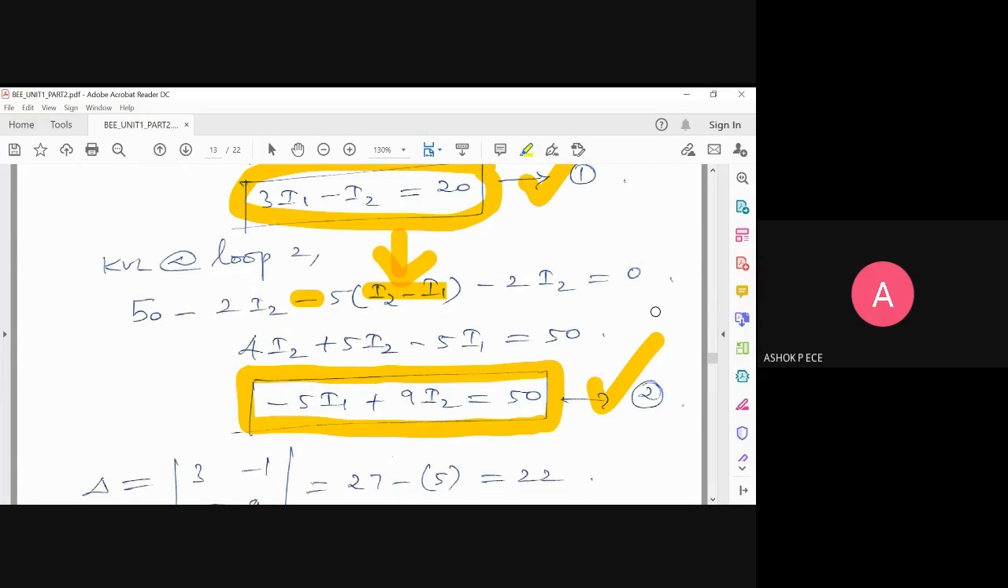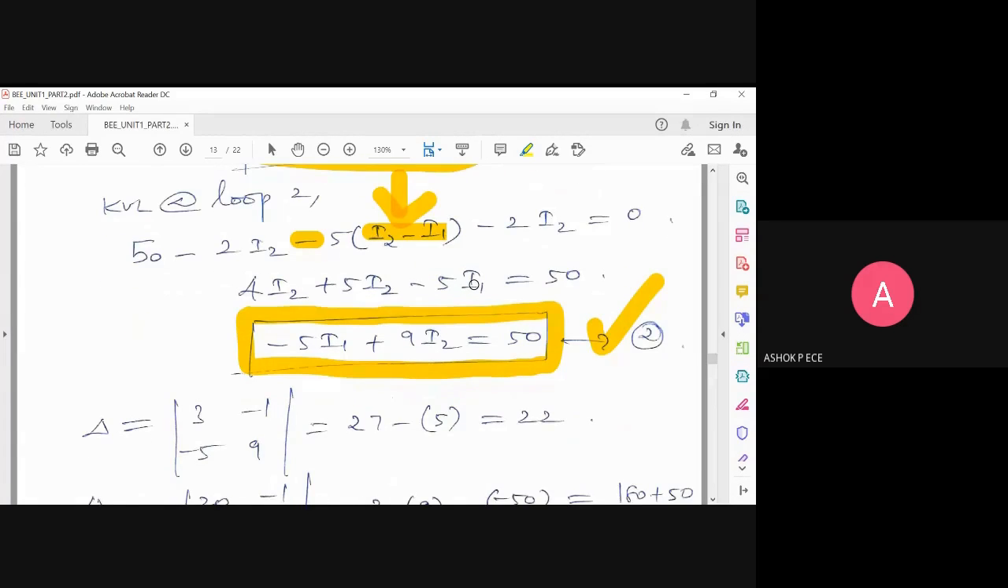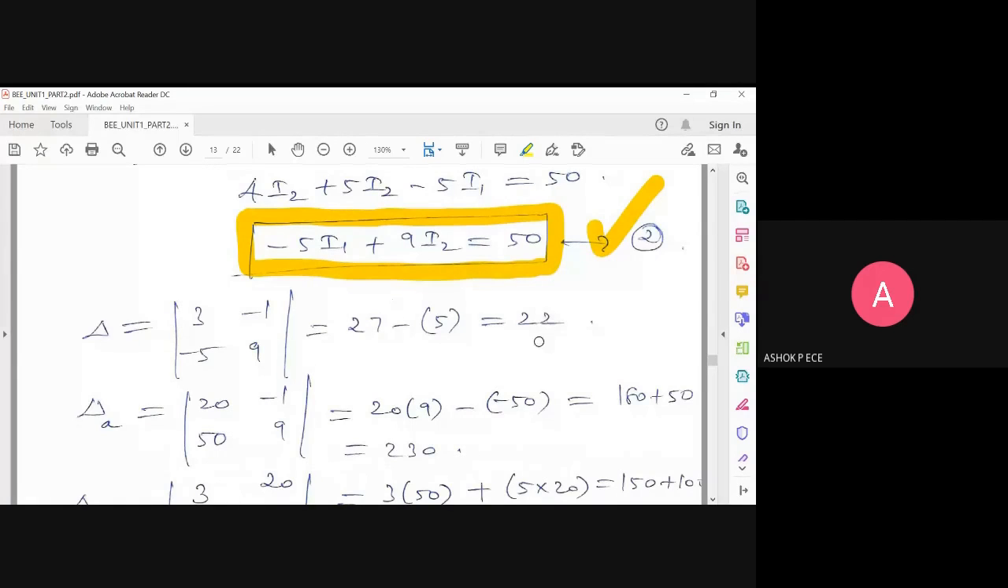Any method of solving you can choose, whether it is substitution, elimination or Cramer's rule, whichever you feel comfortable with. There is no restriction on using only one method. Finally, we need the values for I1 and I2. Cramer's rule is comfortable for me, so I did it using Cramer's rule.